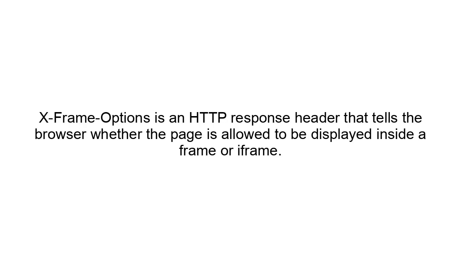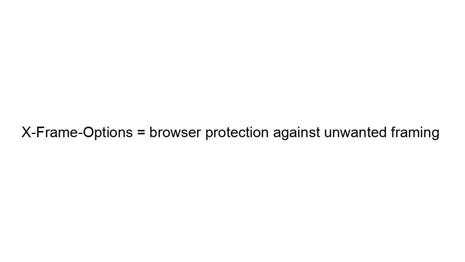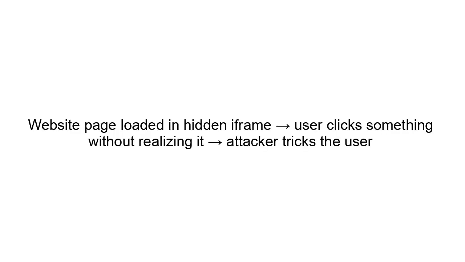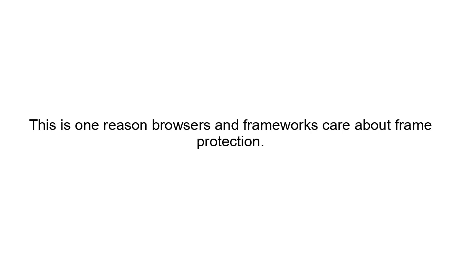What does X-Frame-Options mean? X-Frame-Options is an HTTP response header that tells the browser whether the page is allowed to be displayed inside a frame or iframe. In simple terms, X-Frame-Options equals browser protection against unwanted framing. It helps protect against clickjacking attacks. Example concept: website page loaded in hidden iframe means user clicks something without realizing it, means attacker tricks the user. This is one reason browsers and frameworks care about frame protection.